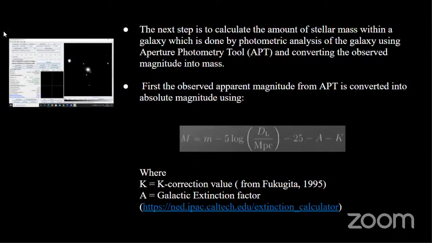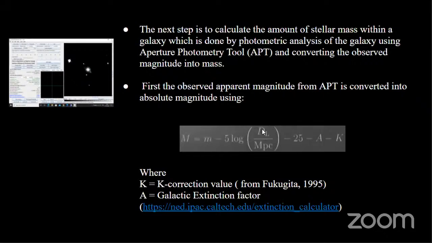This is an example of the APT, where we are observing a galaxy, and after doing some calculations, I'd also like to mention that we are using the F814W filter, so it has a corresponding calibration which is to be done, which is done using APT. After that, we set certain parameters to observe the apparent magnitude. Once it is done, it is converted into absolute magnitude using this formula.